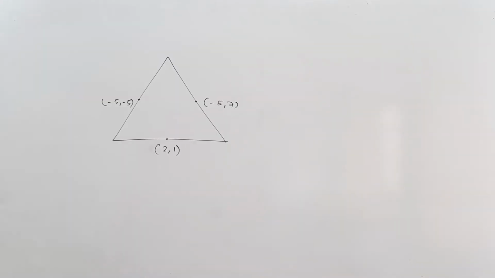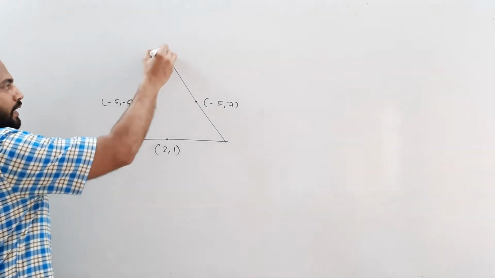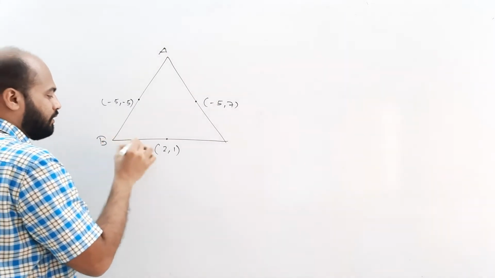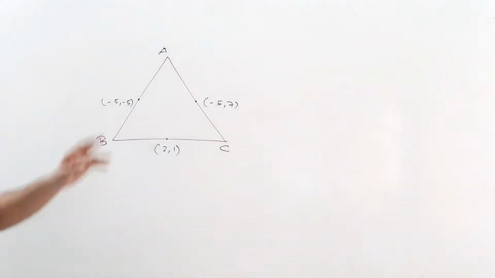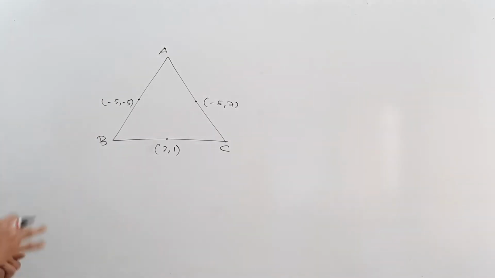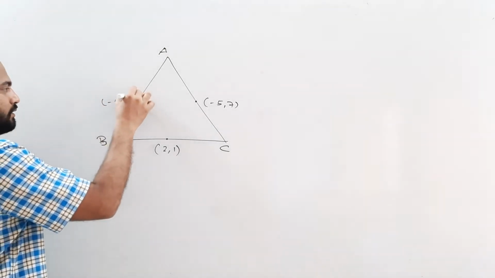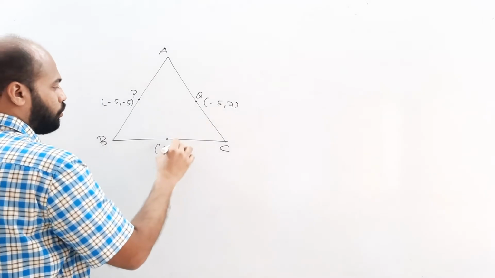The next problem is something like this, wherein there is a triangle given to us and the 3 points that are given are the midpoints of its sides. Now the target is we have to find the equations of AB, BC and AC, that is the sides of this triangle. Let's name these points as P, Q and R.